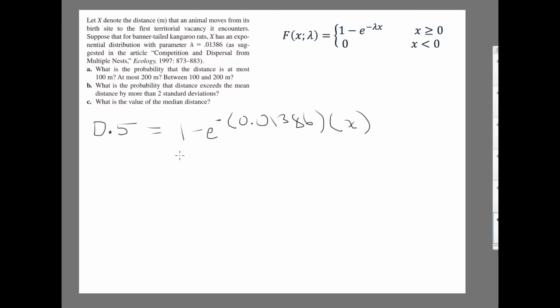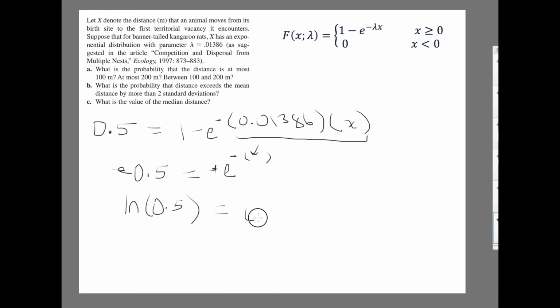So to solve for x, we can first subtract 1 over, so you get negative 0.5 equals negative e to this value. So you can cancel out the negative, so e to that value equals 0.5. And then you can take the natural logarithm of 0.5 and the natural logarithm of this value, which should give you negative 0.01386 times x.